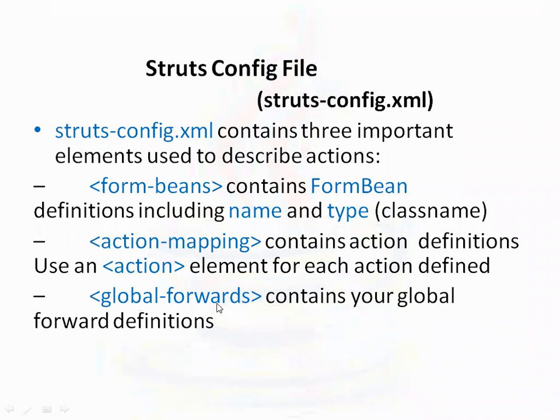The same way, global forwards. Earlier we discussed, right, in web.xml we are routing the URL. Like if it is success, it will go to success.jsp. If it is failure, it will go to failure.jsp. This is the tag we are going to define, where we want to route the actual result, either success or failure. So these are the tags we are going to include.